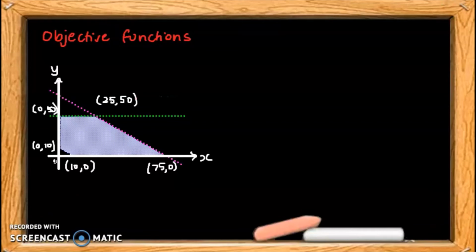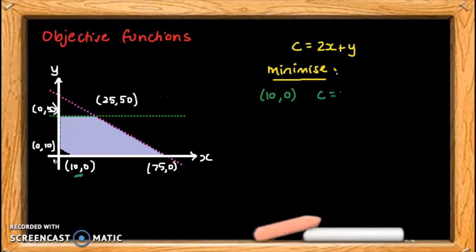We've had a look at what happens when we want to maximize an objective function. Now let's have a look at the same objective function, C is 2x plus y, but let's imagine we want to minimize it. Once again, we're going to go to our corner points and see which points give us the smallest value for C. Let's have a look at this point. At 10 and 0, C will equal 2 times my x value, which is 10, plus my y value, which is 0, which is 20.